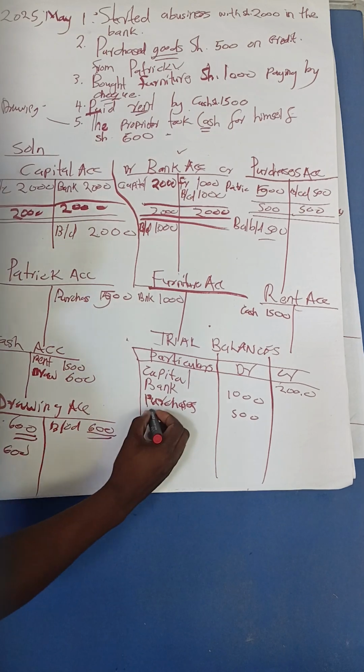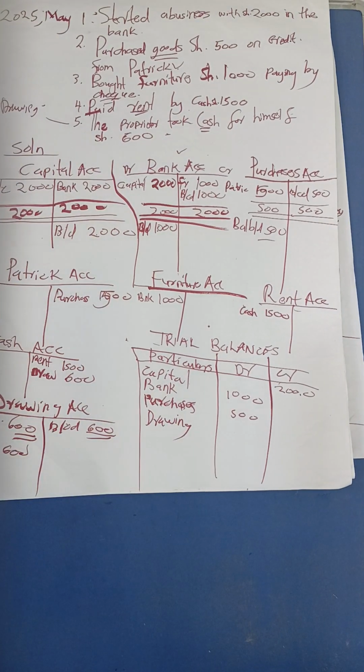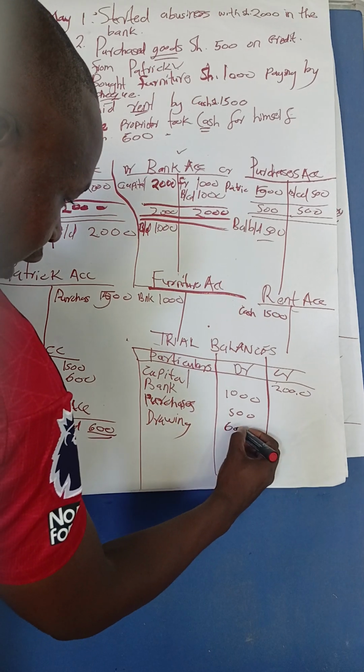So the drawings, you'll come here. It has got a debit balance. Yes. Drawings has got a debit balance. So if you do that, you'll have to put here now the balance brought down was 600.